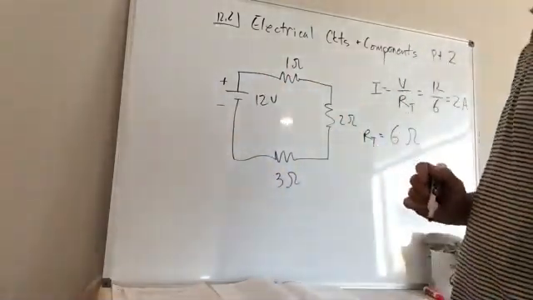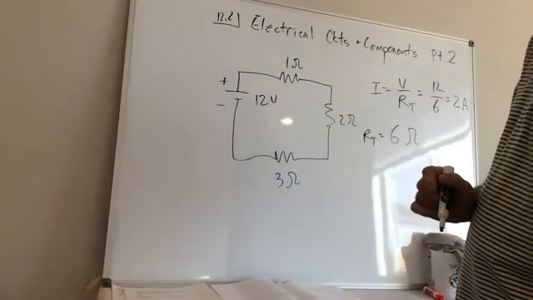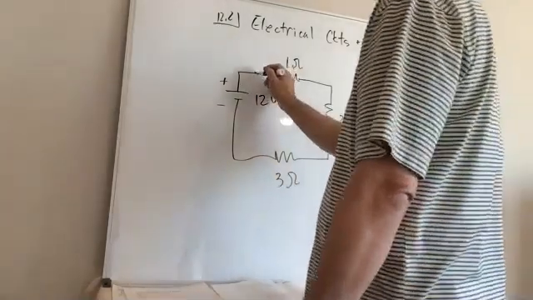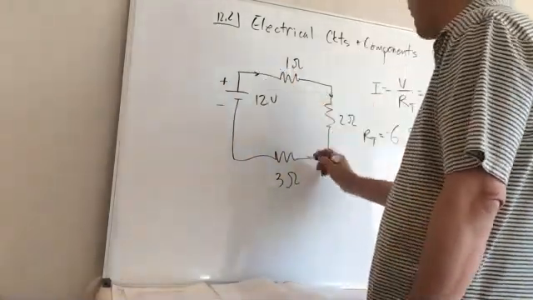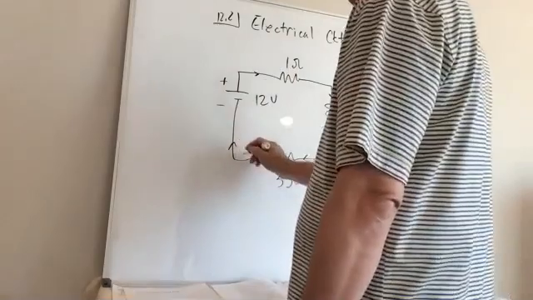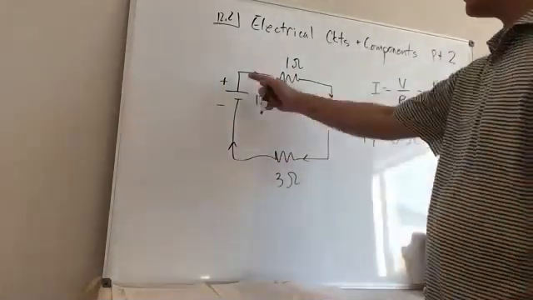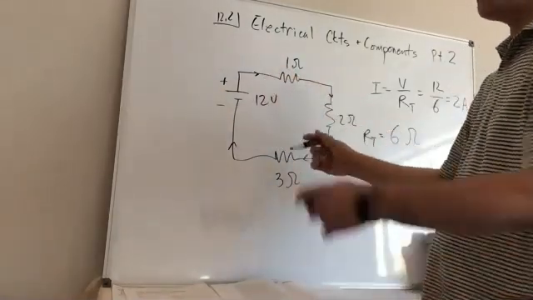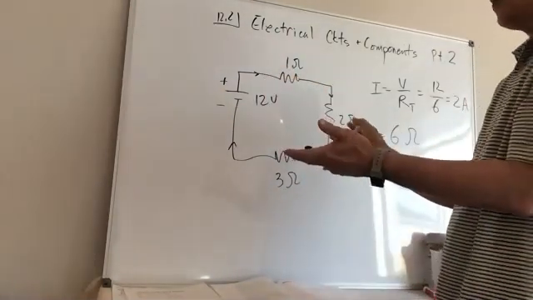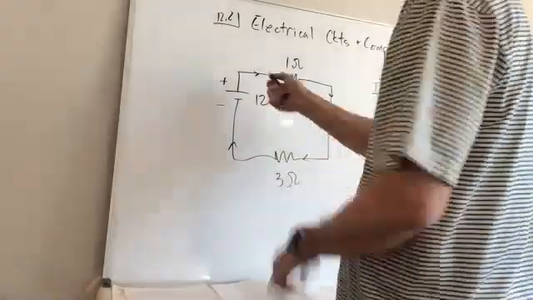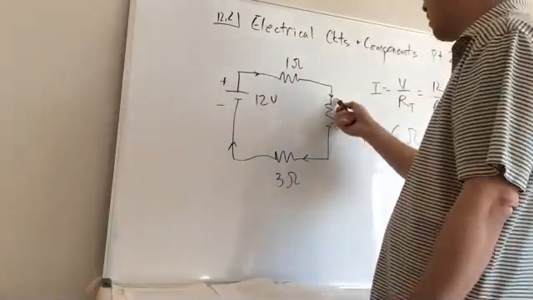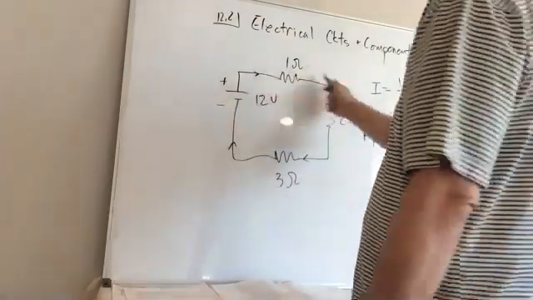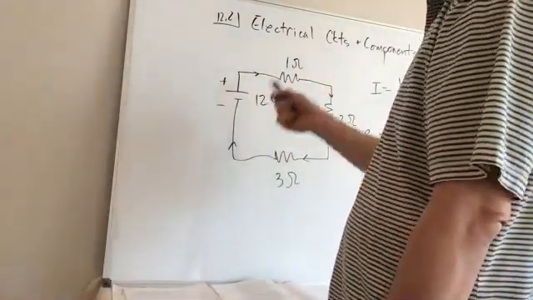Now, since I know what the current is, the current here is going to be the same as the current here, or here, or here, because there really is only one way for it to go. It can only go one way. There are no other places it can go. So if the current here is 2 amps, the current here is going to be the same. This is 2 amps, and this is 2 amps. They're all going to be 2 amps, no matter where they are.